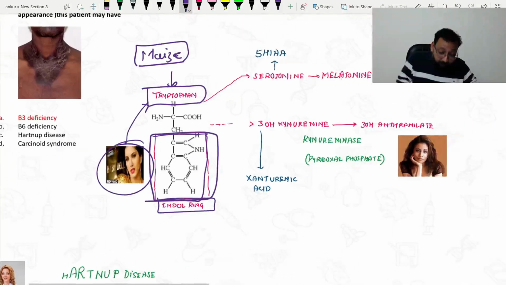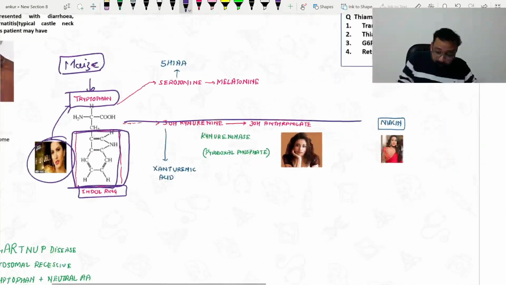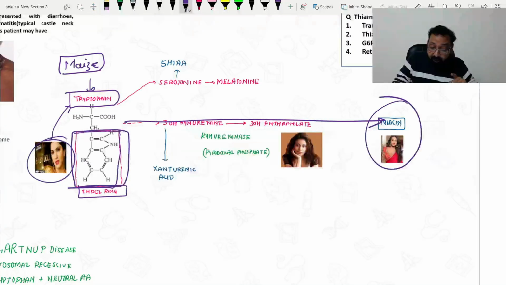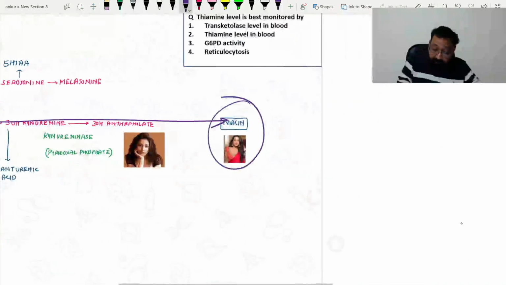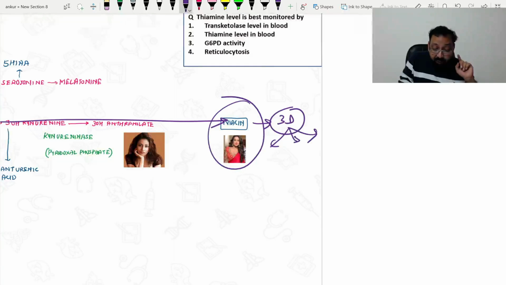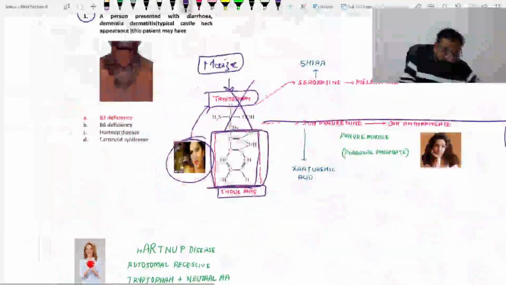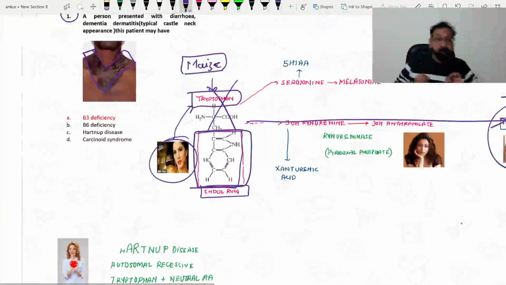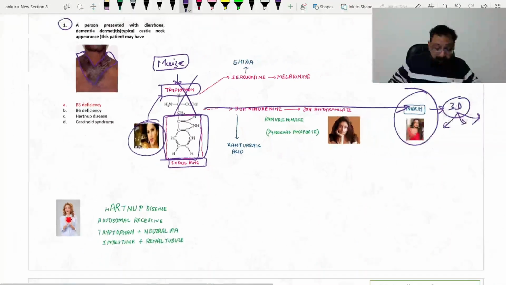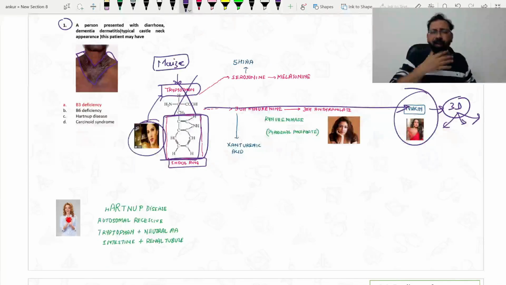Now tryptophan gives rise to niacin. 60 milligrams of tryptophan give rise to niacin. If tryptophan is deficient, there would be niacin deficiency, and with niacin deficiency, there would be the 3 Ds: diarrhea, dementia, dermatitis. Dermatitis shows a typical Casal's necklace appearance. If you find a Casal's necklace appearance in any question, the first answer that comes to mind is niacin deficiency. But this niacin deficiency may be due to multiple reasons.